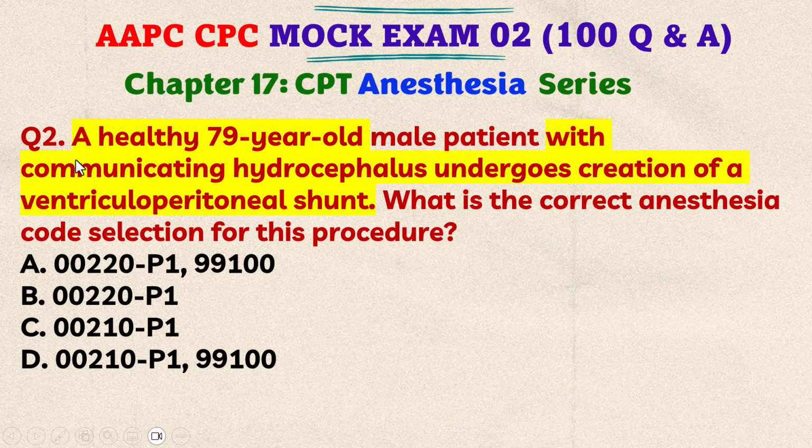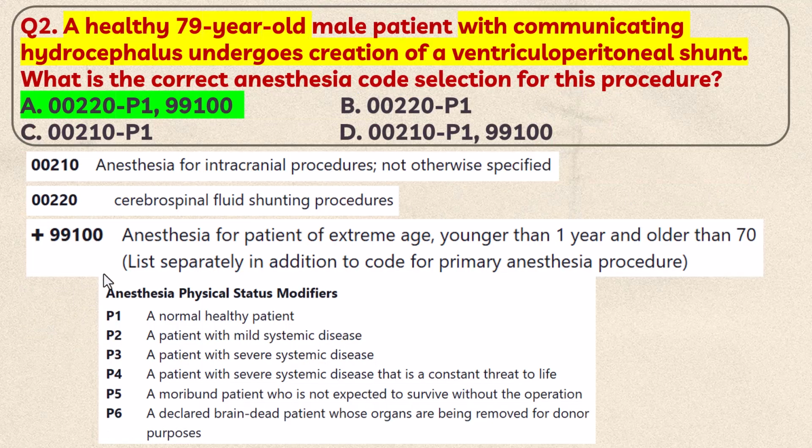So here you have to highlight this is a healthy 79-year-old, so that is more than 70, so it's an extreme age group, but the patient is healthy with communicating hydrocephalus undergoes creation of a ventriculoperitoneal shunt. Again you can use the CPT alphabetic index, but for the exam purpose, to save time, you can use the elimination method to find the answer. So you can directly go to the codes. Code 00210 is anesthesia for intracranial procedures not otherwise specified, but 00220 is cerebrospinal fluid shunting procedure. So that is the procedure here, cerebrospinal fluid shunting.